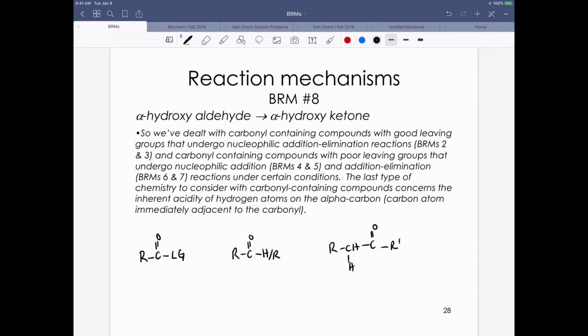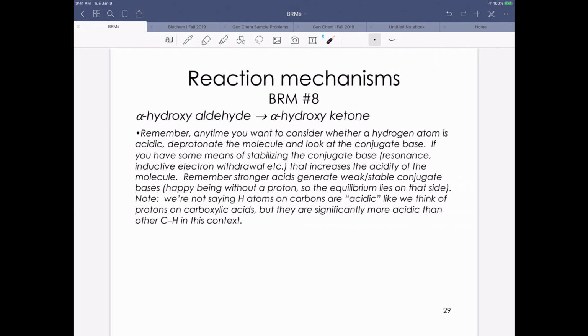So again, this is the alpha carbon because it is the carbon immediately adjacent to the carbonyl. So we're going to consider the acidity of this. And again, we don't generally consider carbon-hydrogen bonds being acidic, but the next slide here is going to highlight how you can consider whether or not a hydrogen atom is acidic.